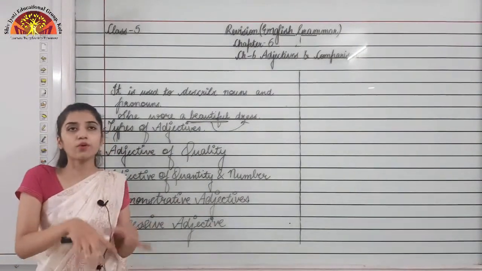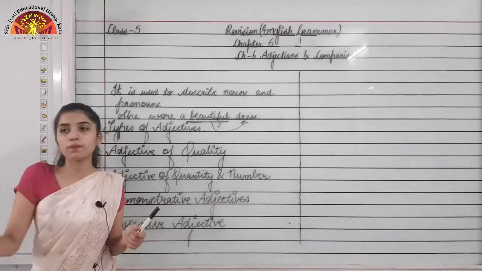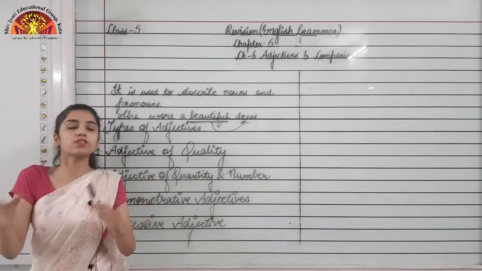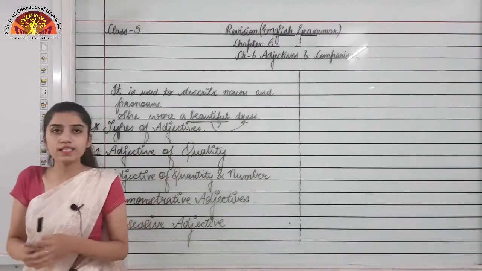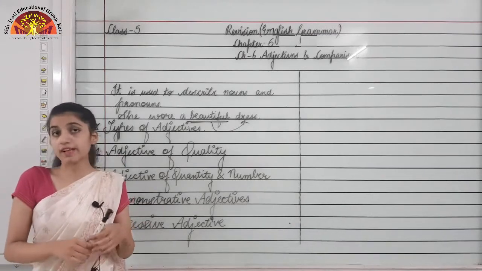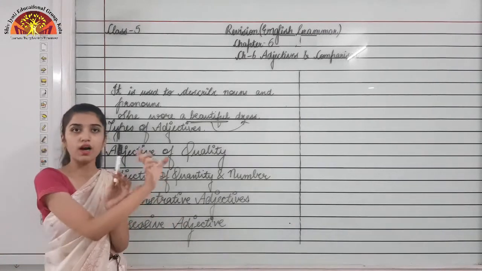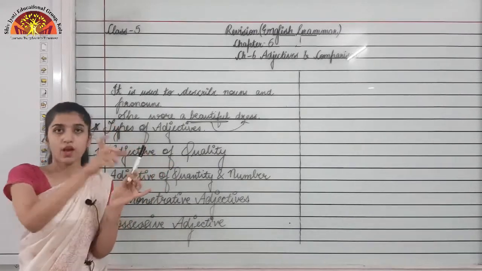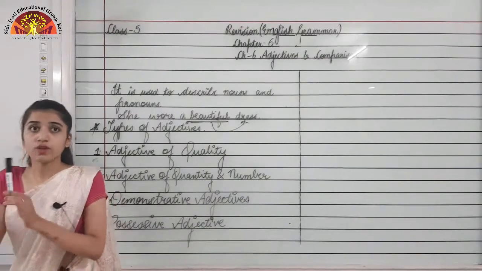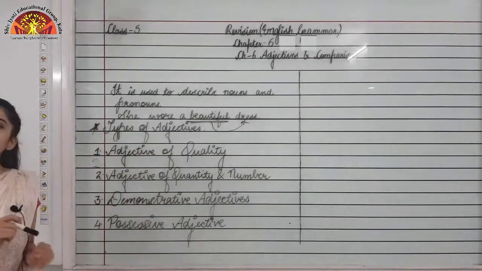Like in your book the example is written, her suitcase is not properly locked, because her is showing what? The suitcase belongs to her. If I say her marker is not working, the marker belongs to her, that is why I use her over there. Whose marker is not working? We have to question it like that. So I got the answer as her. So her is what? Possessive adjective.